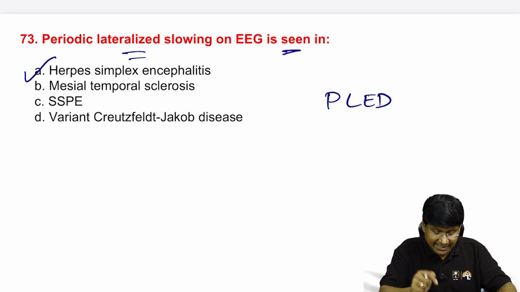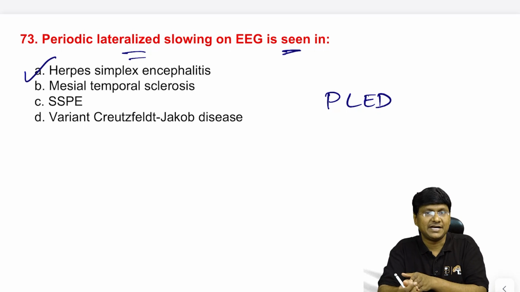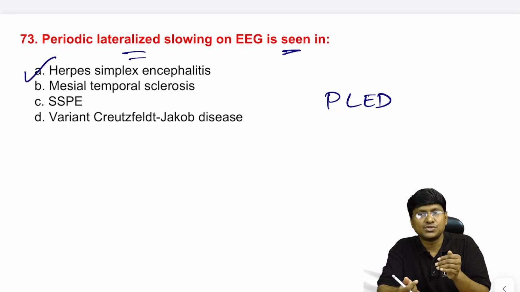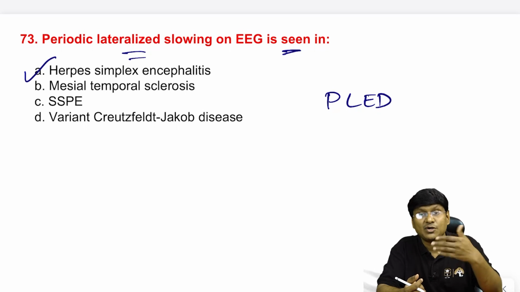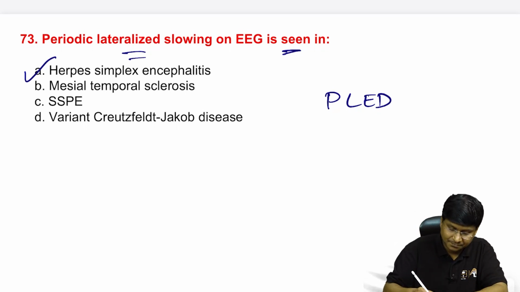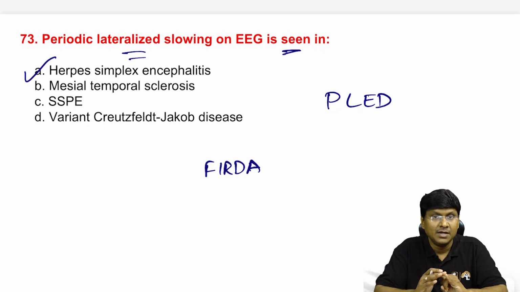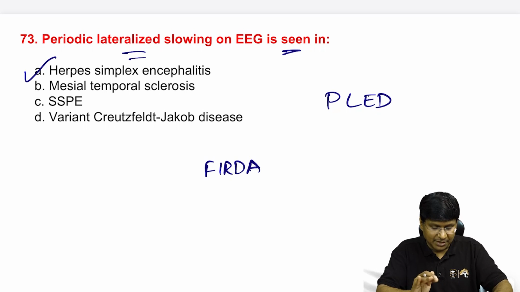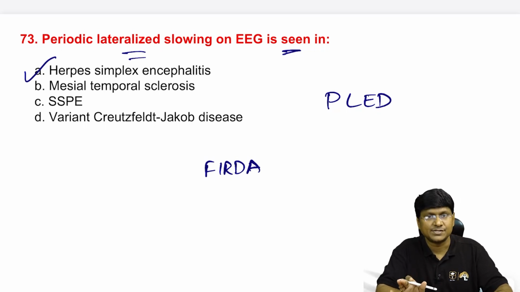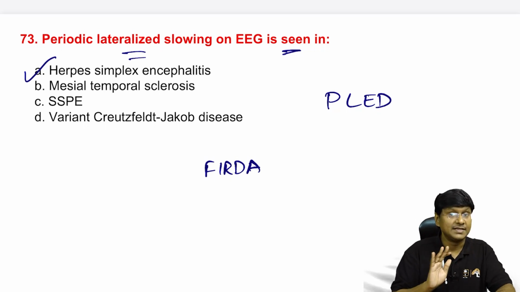And in case of Creutzfeldt-Jakob disease, the EEG shows non-specific findings. What are those non-specific findings? Such as FIRDA, diffuse slowing and frontal rhythmic delta activity in early stages. That is what you observe in case of Creutzfeldt-Jakob disease. Whereas periodic lateralized epileptiform discharge is a feature of herpes simplex encephalitis, right? So that is about the PLED, right?